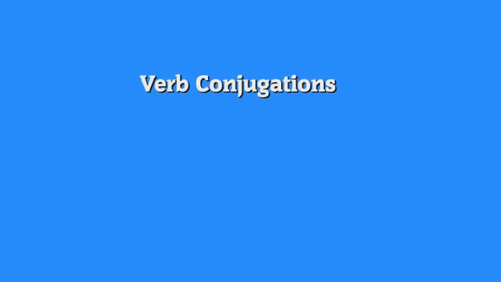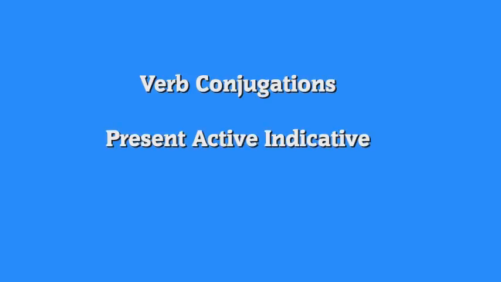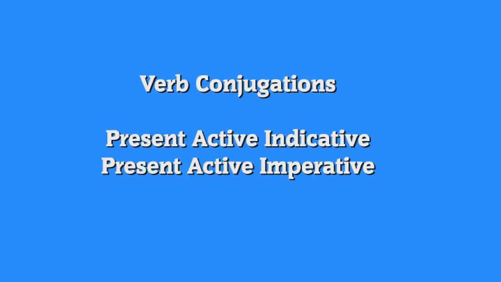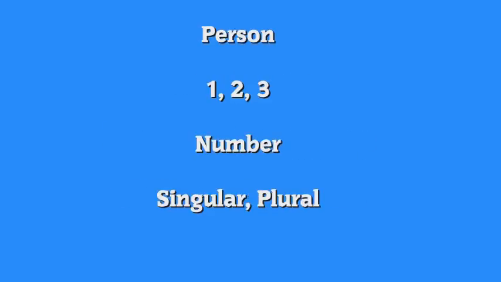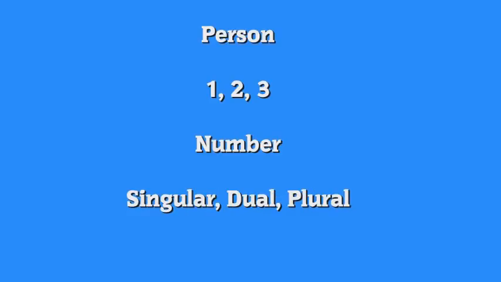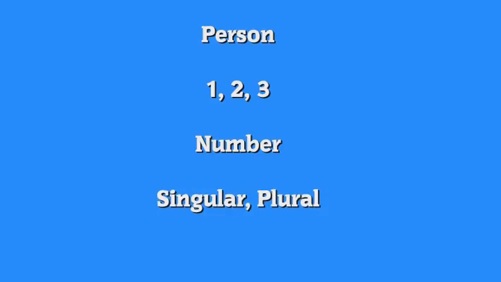Now that these verb forms have been introduced, we're going to go through their basic verb conjugations. These 3 forms, present active indicative, present active imperative, and present active infinitive, will be conjugated according to person, so first, second, and third, and number, singular or plural. Now, in ancient Greek, there was a third type of number, which was a dual form, but this lesson does not cover it, so I'm also going to skip it.